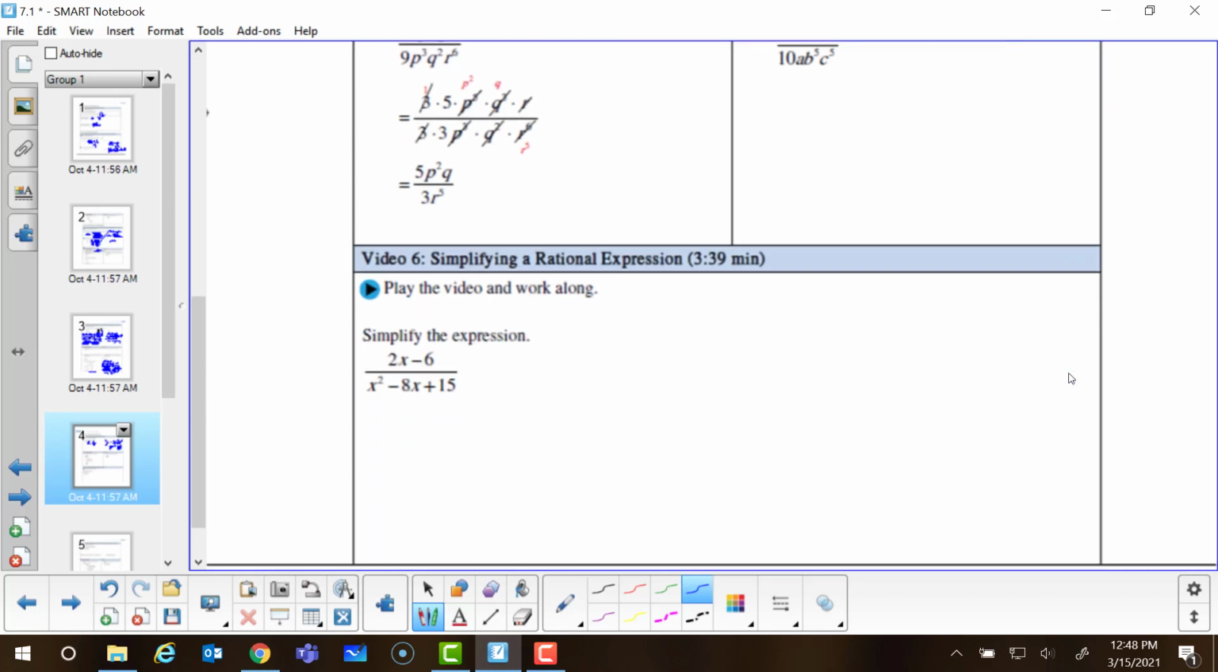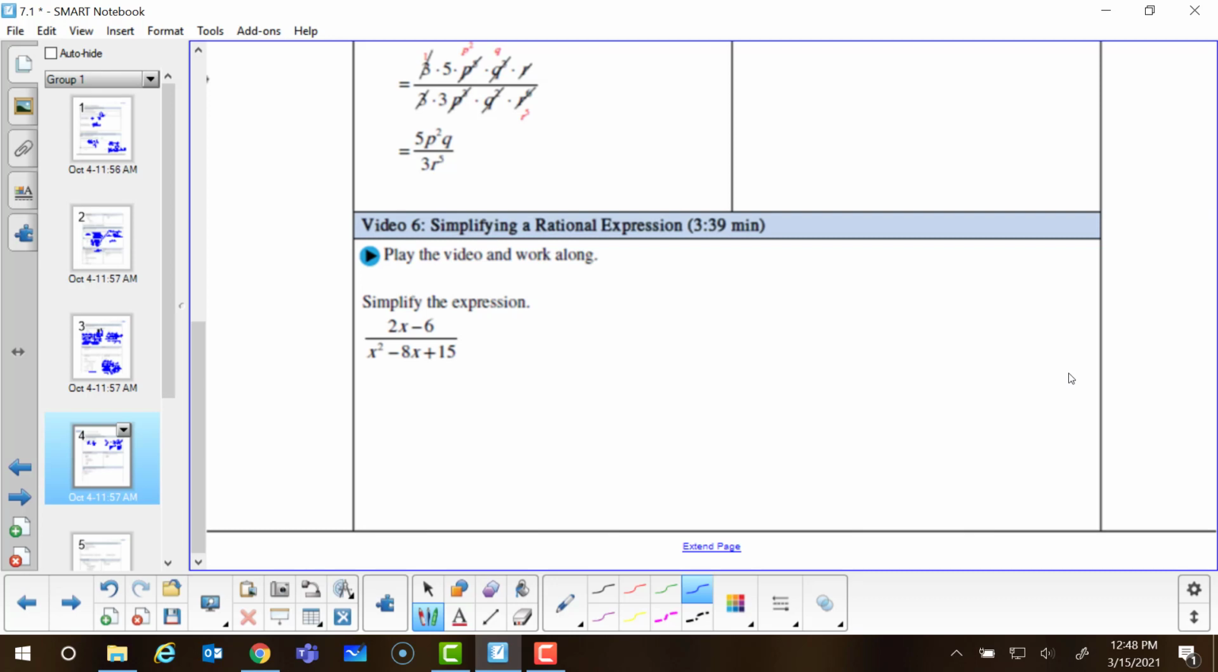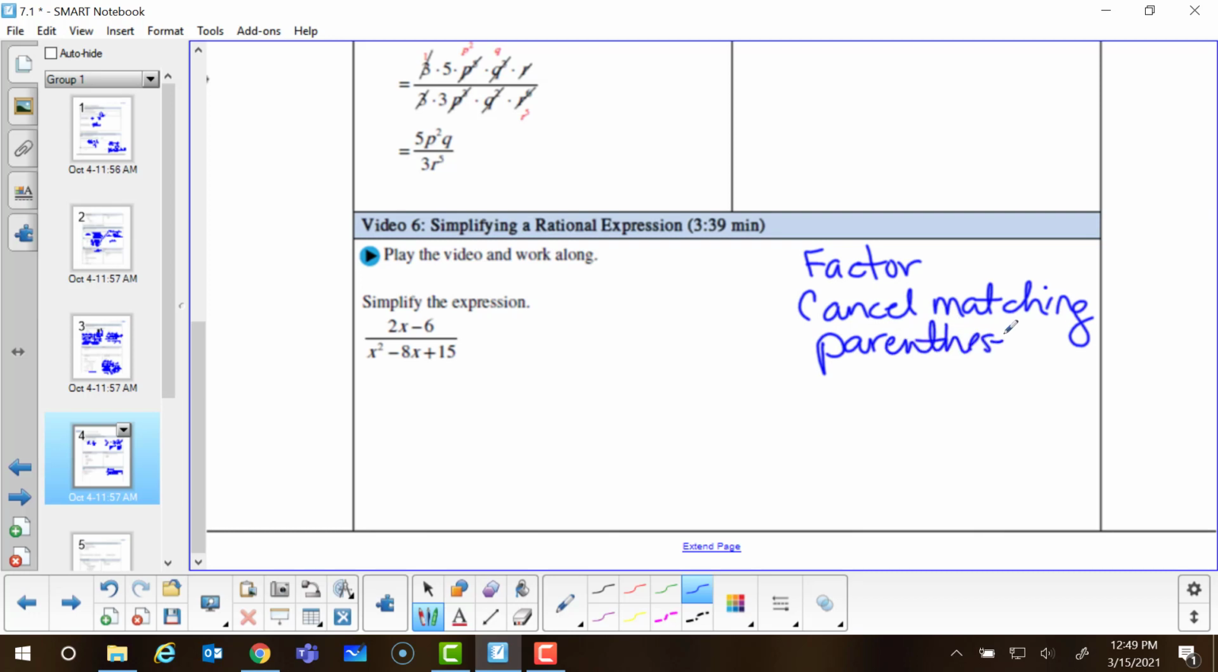So let's do one where we're not just doing exponent rules. Let's look at this next one. So if I'm simplifying a rational expression and I have a polynomial in there, then what you need to do is factor anything that can be factored, and then you can cancel matching parentheses. And what those matching parentheses are, are factors.